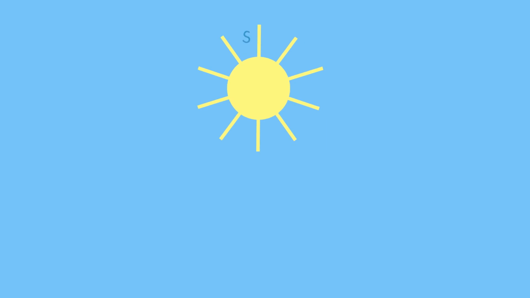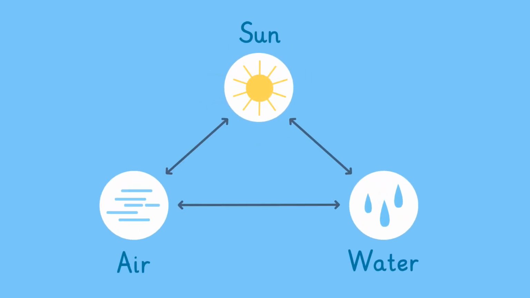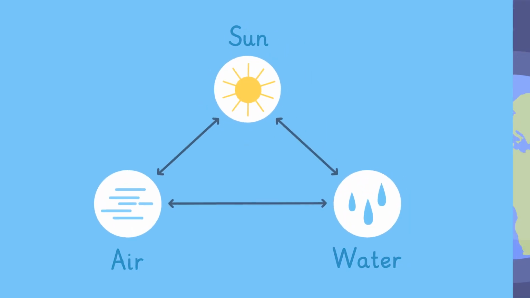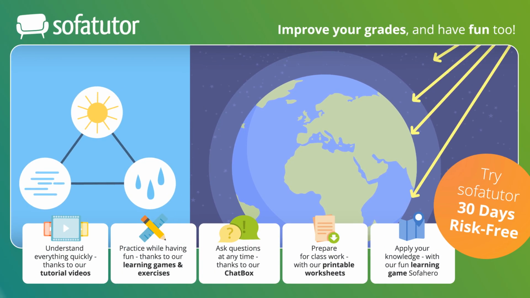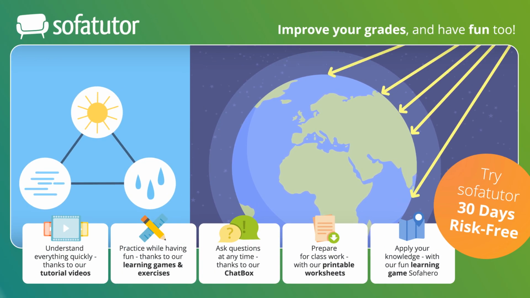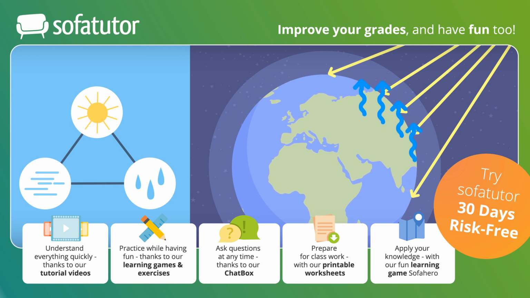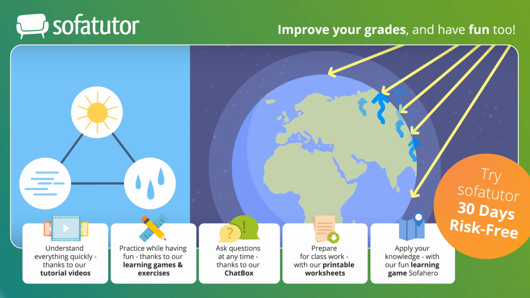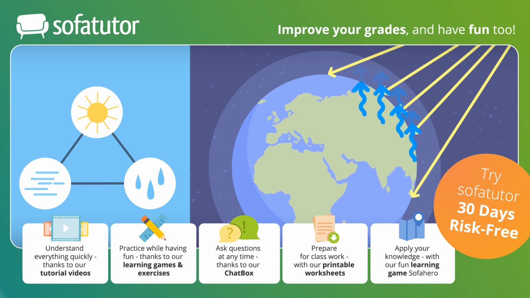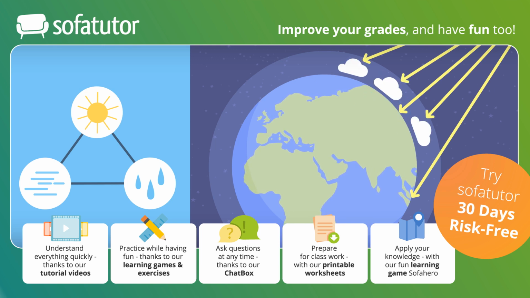Weather is created when the sun, water, and air work together. Since the Earth is round, the sun's rays strike the Earth differently in different places. When the sun warms the Earth, water evaporates, or in other words, turns into vapor, which is gas in the air. The warm air rises with the water vapor, but once it reaches a certain height, it cools again, and clouds are formed from tiny water droplets.